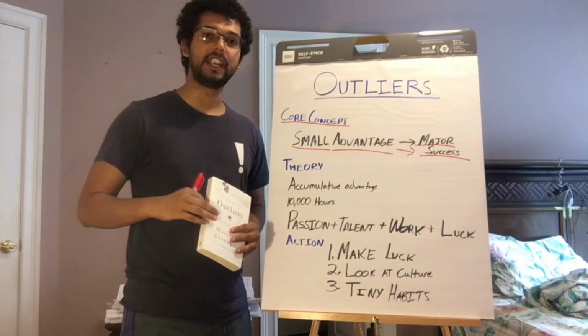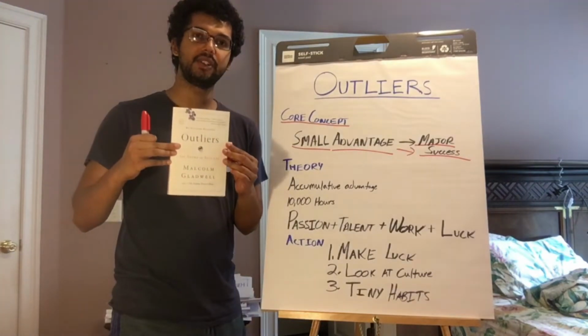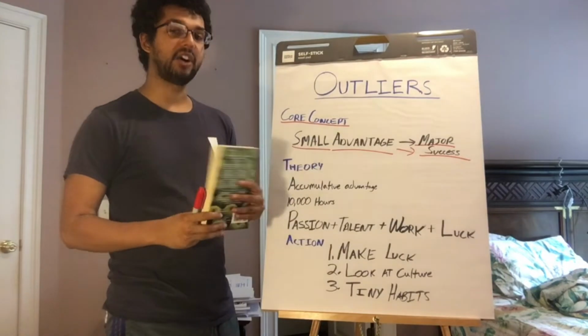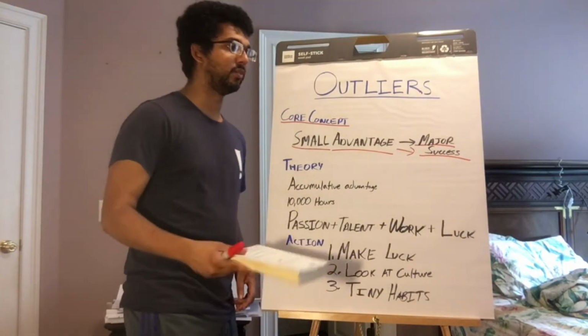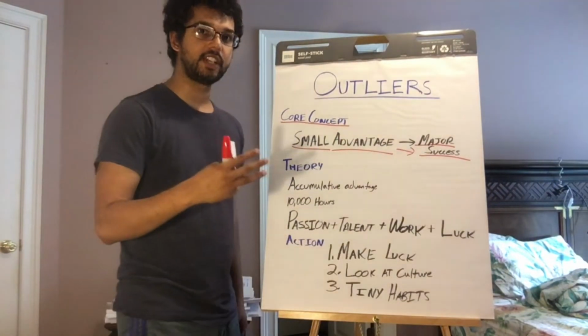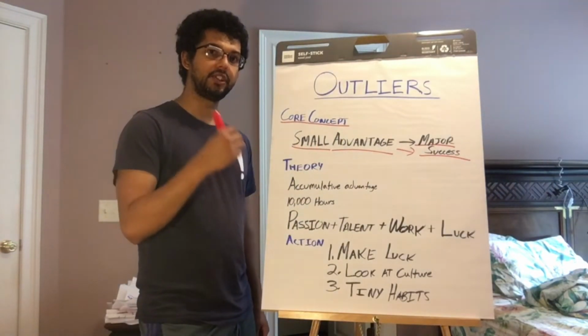Today I got another great book for you. It's called Outliers, The Story of Success. This is a book by Malcolm Gladwell. It's very popular, and we'll get into the main ideas of the book and talk about 3 action steps that you can take to apply the book to your life.